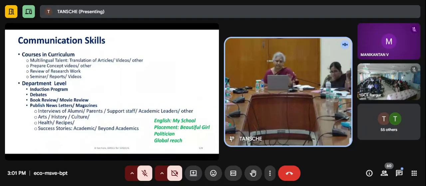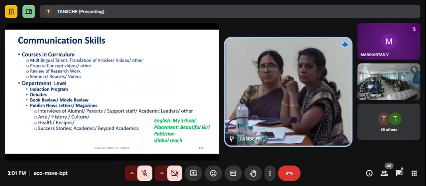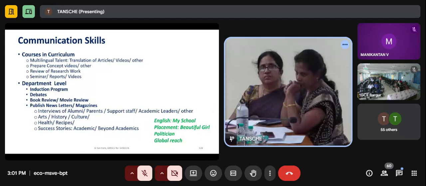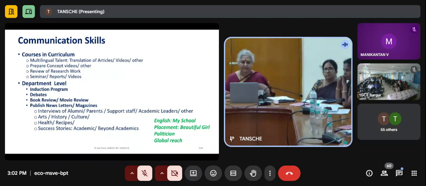Through the courses of the curriculum we can give this, but at the department level also we can address communication through several activities. And of course, having the magazine and newsletters contributes, but this is beyond the course.